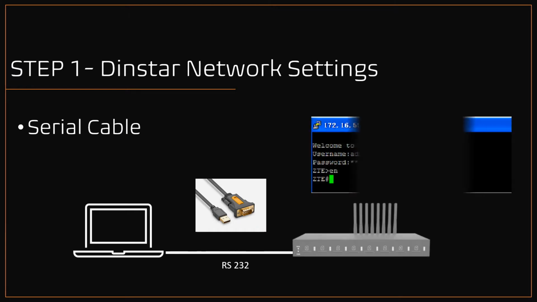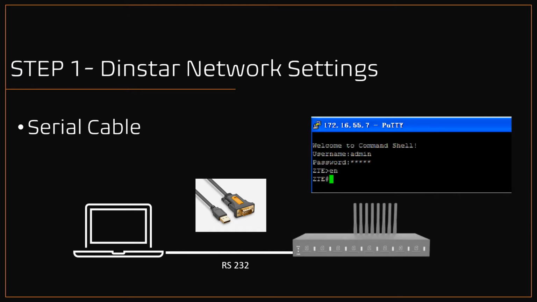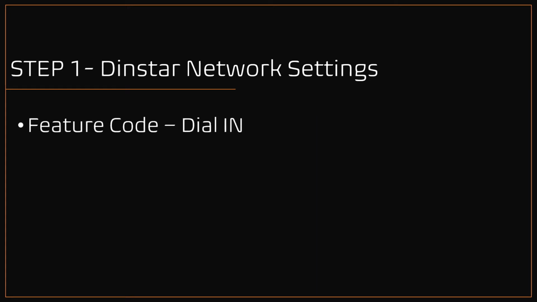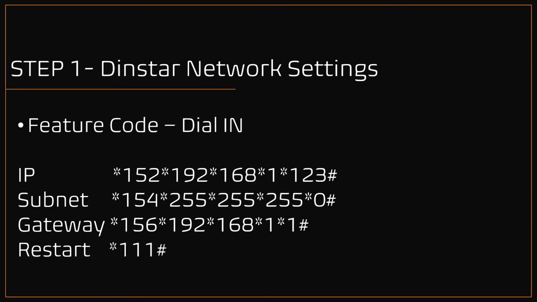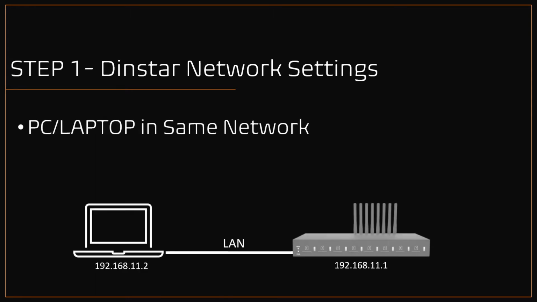Option 2, you can connect your Dinstar Gateway to your PC via serial cable and access the console using PuTTY. Option 3, feature code method. That is, you can change the network settings by dialing your GSM number attached to the GSM gateway, and entering these DTMF feature codes to assign the IP address, subnet and gateway. The best and easiest method is option 1. We will connect our PC with the same subnet as the Dinstar Gateway in a LAN network, and access the admin portal with the Dinstar default IP address. Let's start the configuration of my GSM gateway.